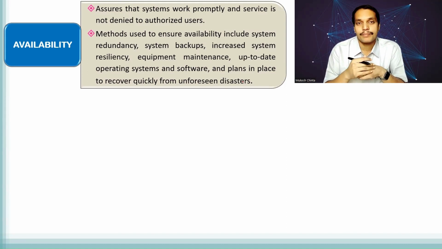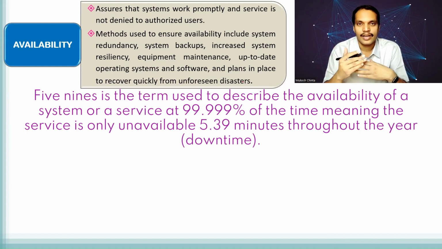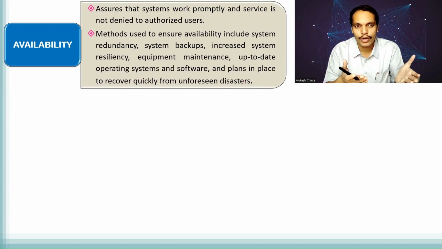Also, availability is measured in terms of 5 nines, 99.999%. A system or any service which provides you 5 nines of availability means that there is only a downtime of around 5.5 minutes per year. That is called 5 nines. There are 3 nines and 7 nines also, but usually we measure the availability of a service in that particular format.